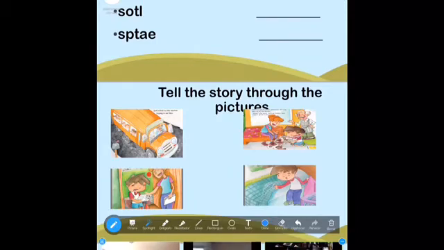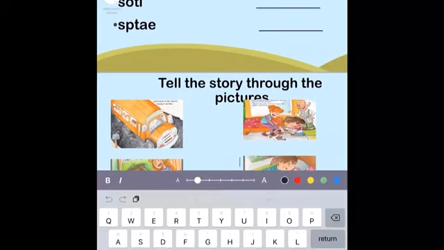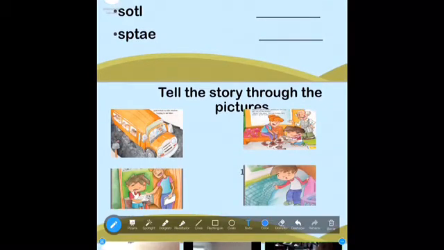Alison, your microphone, please. What happened first? When Ryan wakes up, he realized that Max was not there. So this is the number 1. Let's continue. Which picture do you think is the number 2? Let me see who wants to participate. Leonardo Vega. Thank you.